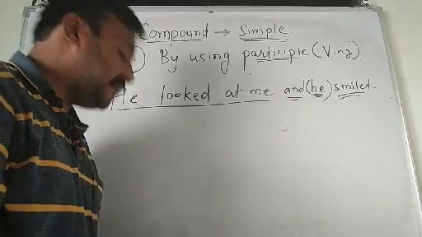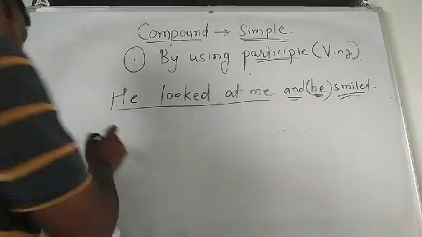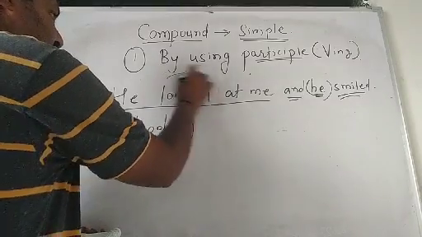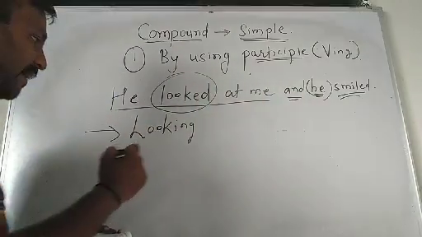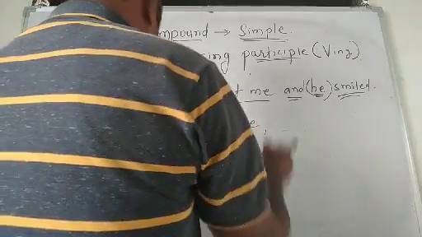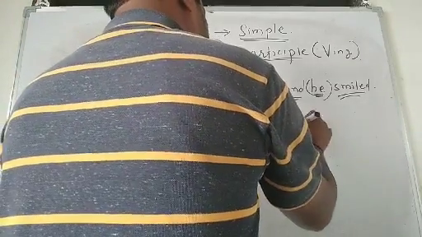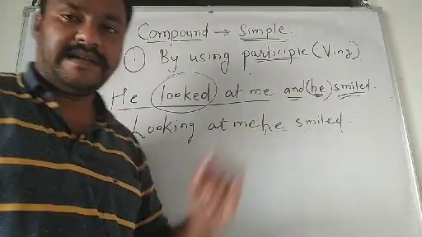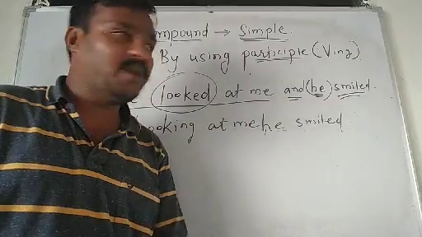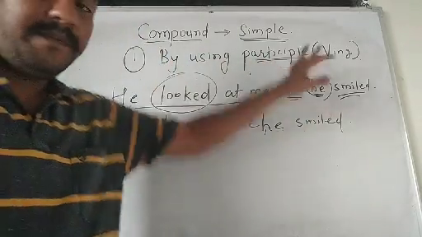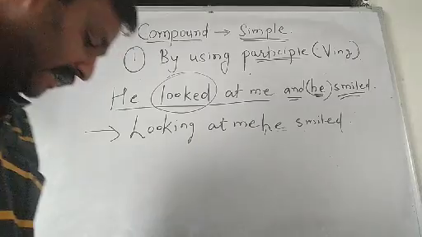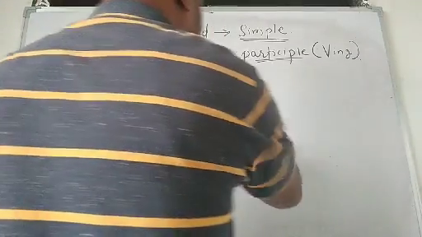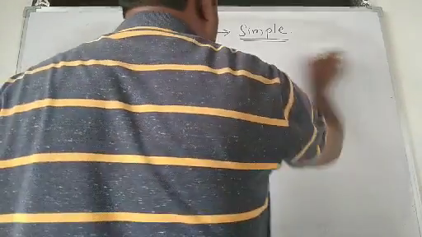So we have to convert this sentence by using verb ing. Looking at me, the answer is looking, the first verb, before that and. Looking at me, comma, he smiled. Looking at me, he smiled. So it is our answer. This is the first way of using the participle form of the verb, the ing form of the verb. We will discuss the second way how we change compound sentences into simple sentences.